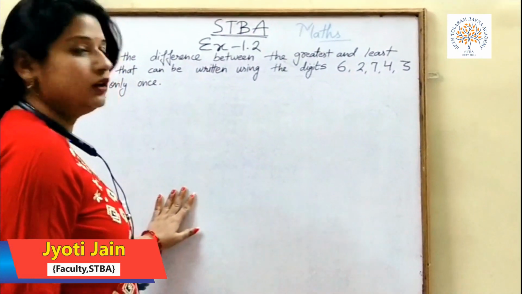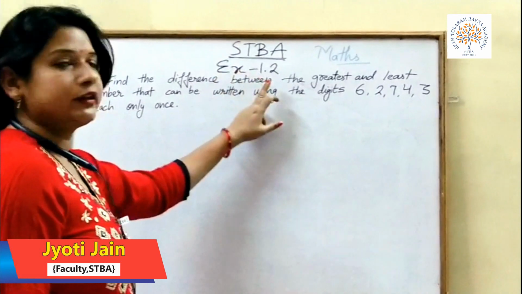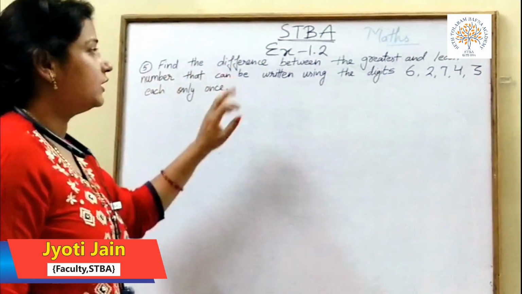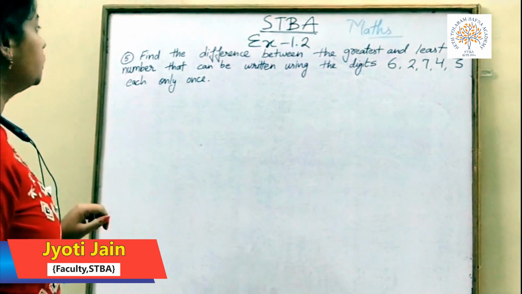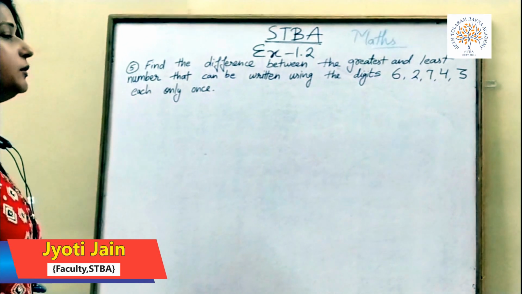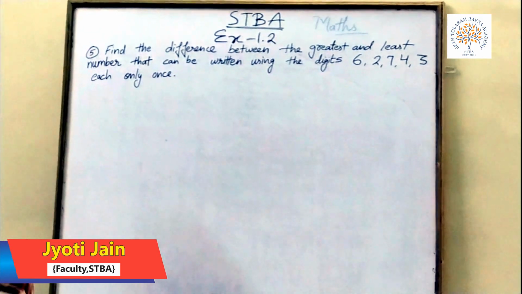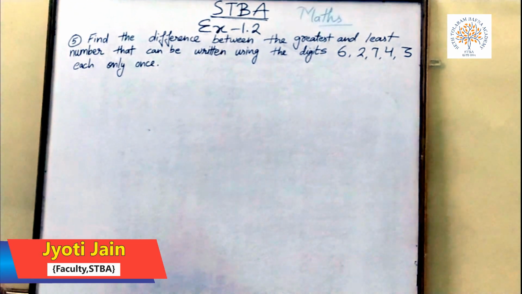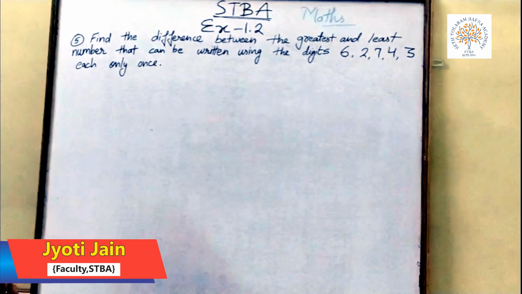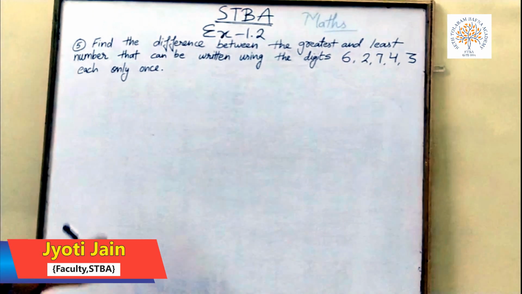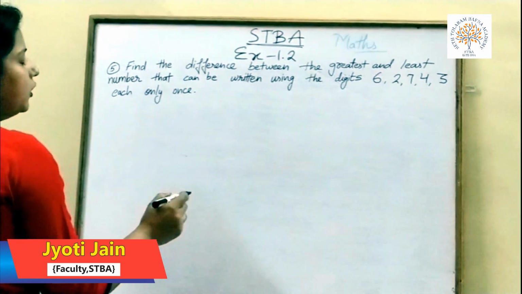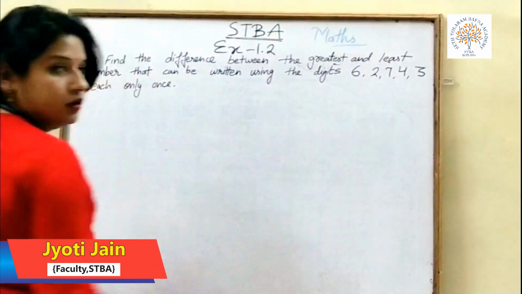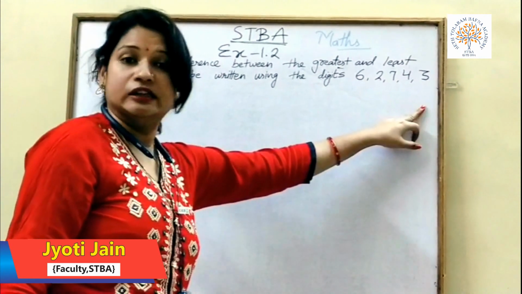Children, in today's class we will continue exercise 1.2 and this is the fifth question of this exercise. The question is, find the difference between the greatest and least number that can be written using the digits 6, 2, 7, 4, 3, each only once. So in this question we have to form a greatest number and a least number using these given digits.